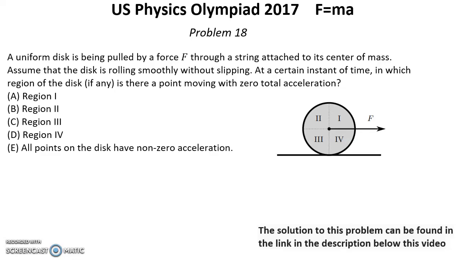Problem number 18. A uniform disk is being pulled by a force F through a string attached to its center of mass. Assume that the disk is rolling smoothly without slipping. At a certain instant of time, in which region of the disk, if any, is there a point moving with the zero total acceleration?